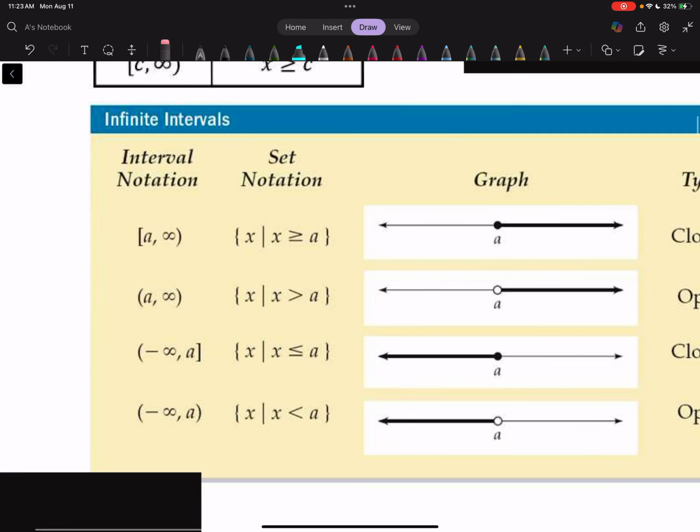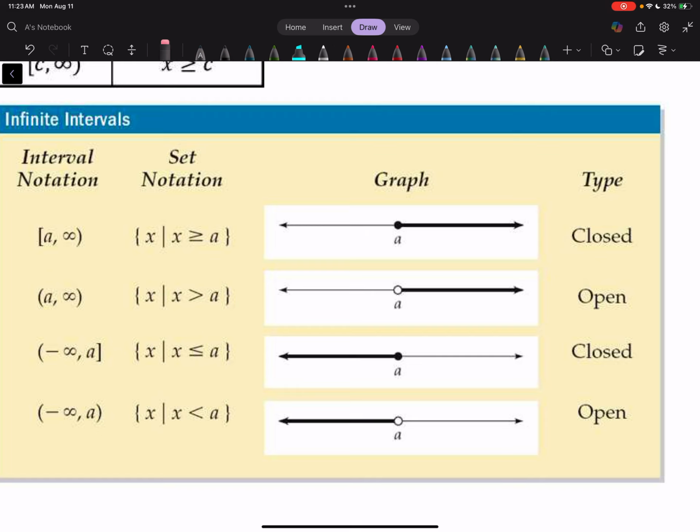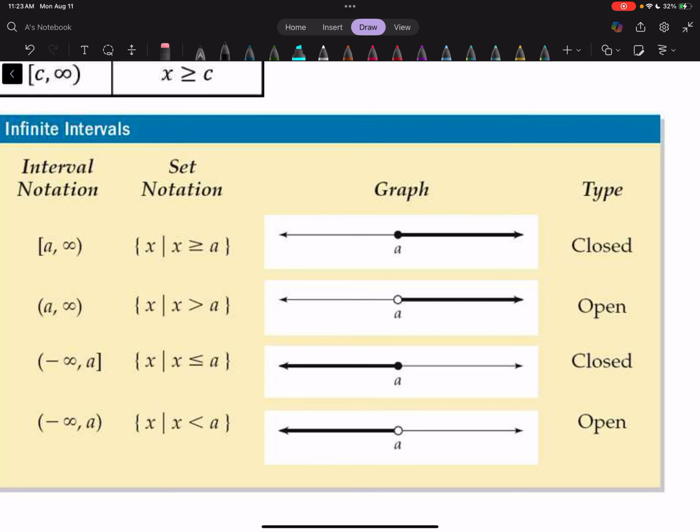All right, this next chart shows you the different kinds of interval, set, graph, and type. Make sure you know what I mean by closed and open. I'm talking about the circles. A closed circle is including the value, in this case A. An open circle is not including A. Those are all the different ways to write it. Let's put it into practice.